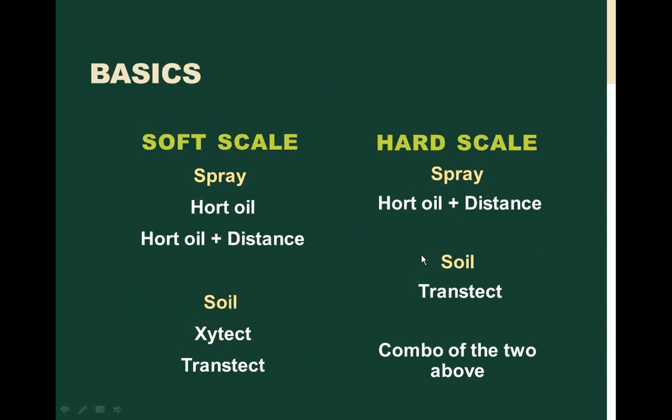So here are the basics. Where you have identified your scale as a soft scale, you've got the option to spray oil alone. You can do that in the early spring, but you're going to get the most bang for your buck with hort oil and distance when the crawlers start to emerge. Your soil application could be either imidacloprid, Zytec, or Transtec, Dinotefuran. Where your hard scales, you're really only limited to hort oil and distance. Oil alone does not work very well on a hard scale. And then you've got your soil applied Transtec that will work on most hard scales.